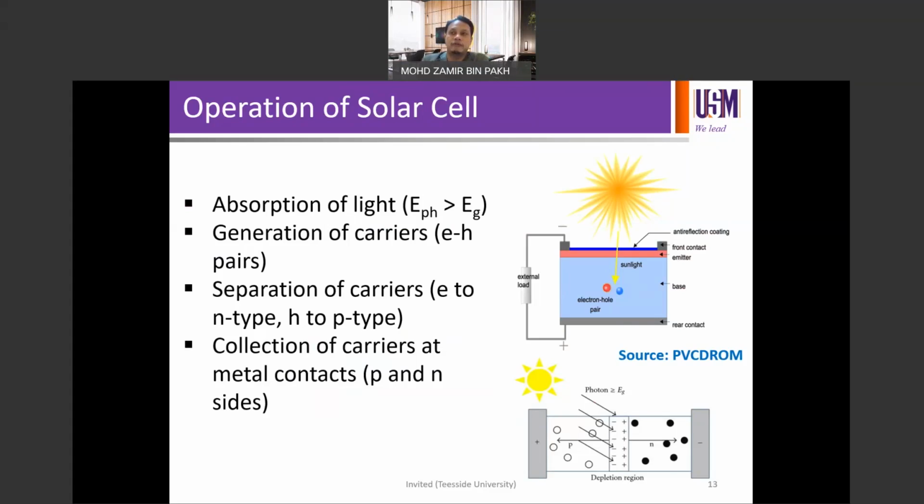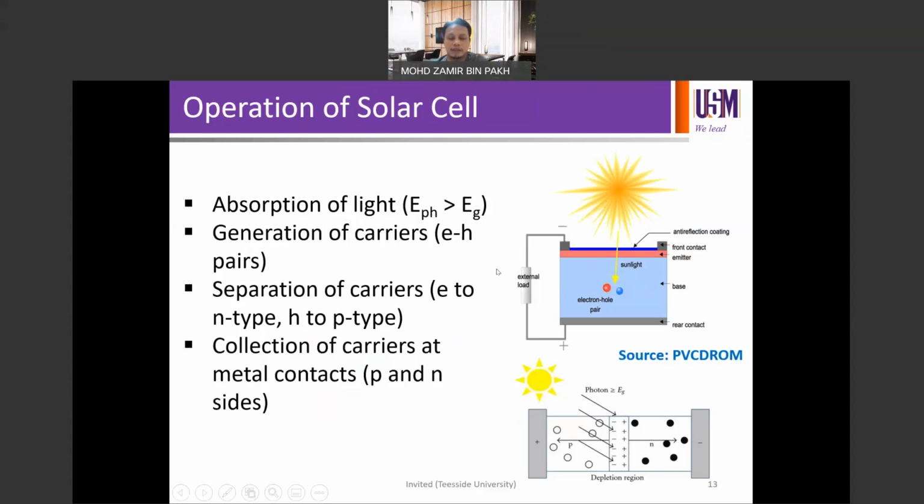Okay, so if the photons do not have energy above or equal to 1.12 electron volts, the photons will not be absorbed, and they will be transmitted through the solar cell as a loss in optics. Okay, so once the photons are absorbed, we will generate electron hole pairs in the semiconductor. So every incident photon will generate one electron hole pair in the semiconductor.